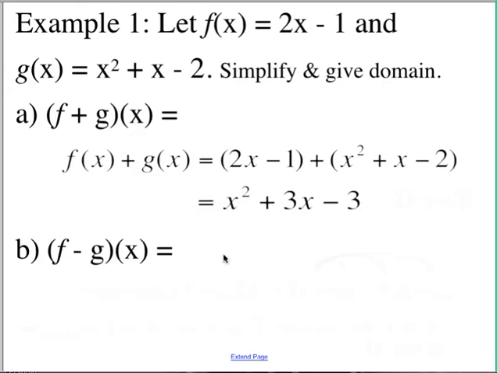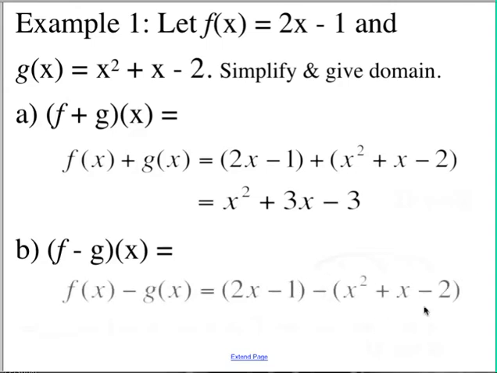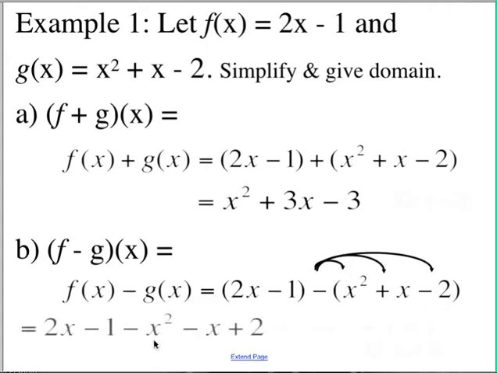In subtraction, now you'll notice that I did the addition in parentheses, and it's a good habit to get into because in subtraction, the second function you definitely want in parentheses because you can't forget that subtracting an entire function is like multiplying it by -1, and so we need to distribute that negative value. So when I do this, I'm going to have 2x minus 1 minus x squared minus x plus 2, and then when I combine like terms, I end up with -x squared plus x plus 1.